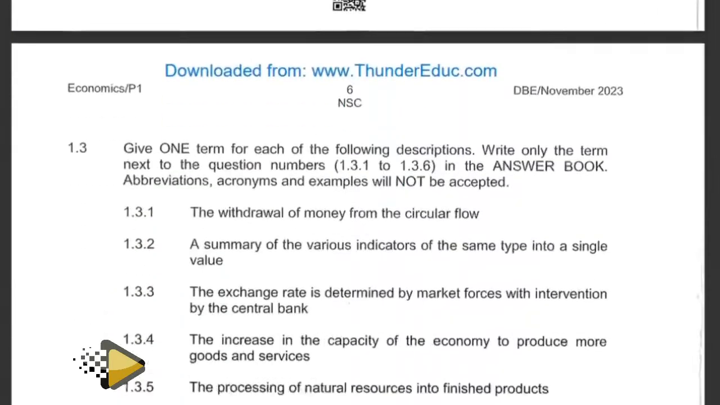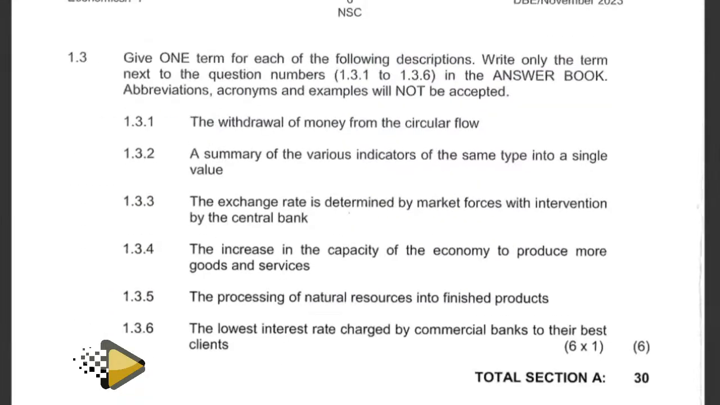The next question that we are faced with is 1.3. And this 1.3 reads as follows: give one term for each of the following descriptions. Write only the term next to the question numbers. An example is given for 1.3.1 to 1.3.6 in the provided answer book. So abbreviations, names, and examples are actually not being considered in this question.